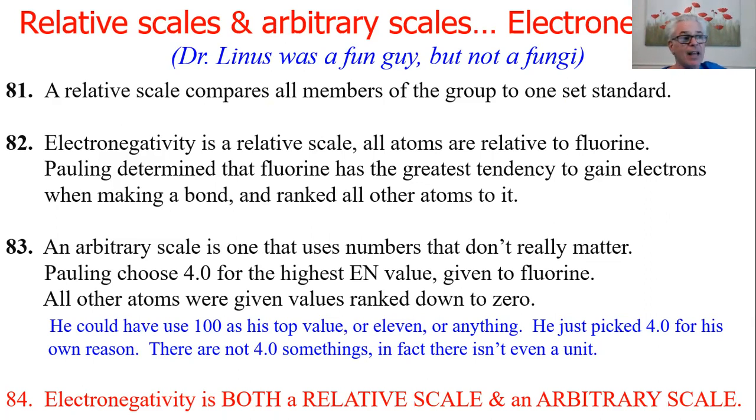An arbitrary scale is you would say, I don't know, Hank Aaron is ranked 100. He's the best baseball player of all time, and all baseball players are ranked from there. And what does 100 mean in baseball? It doesn't mean anything. It's just a number. So you can make up scales that are relative or arbitrary, just like Linus Pauling.